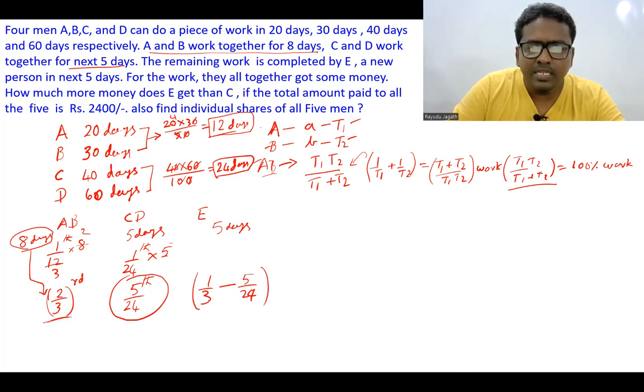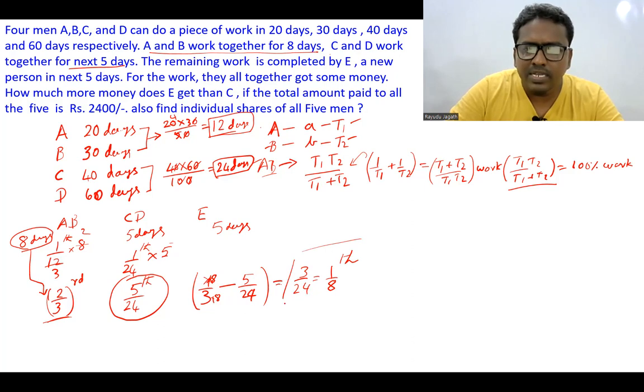So in other words, we make the denominator equal: 3 into 8 is 24, and in the numerator also you keep 8 here. So this will be 8 by 24 minus 5 by 24, which is equal to 3 by 24. 3 by 24 is nothing but 1 by 8. So we can say 1 by 8th part of the work, or 3 by 24th part of the work, is done by E in 5 days.